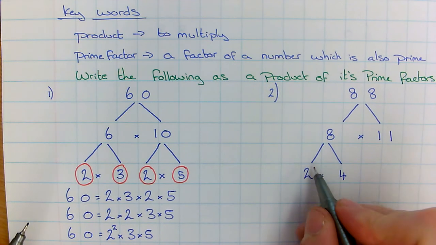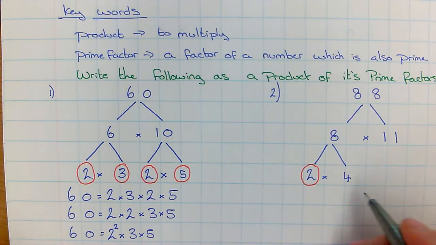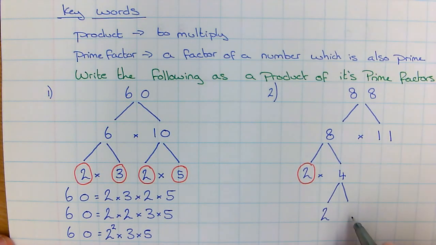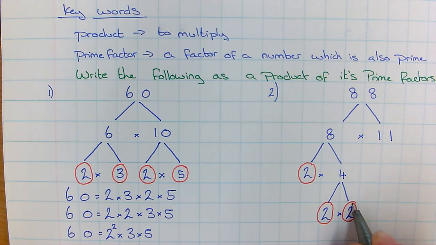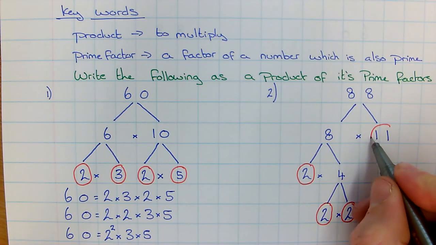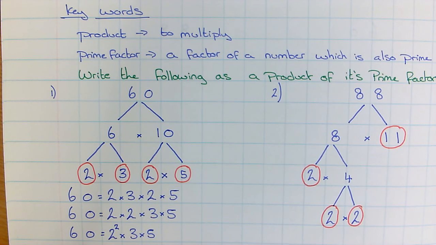2 is a prime number, so it gets circled. 4 is not, so it needs two more branches, and it's 2 times 2. Now 2 being a prime number, we circle the 2, and then we leave it. Now 11 is a prime number, so that's going to get circled straight away. No branches need to come off that one.